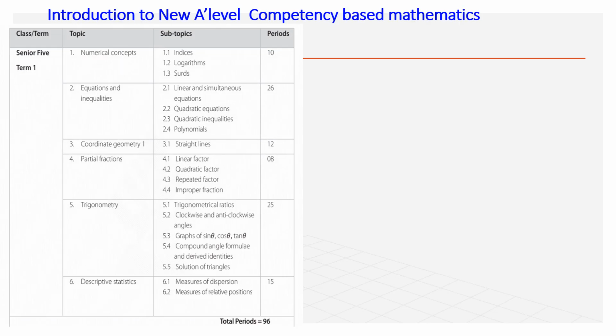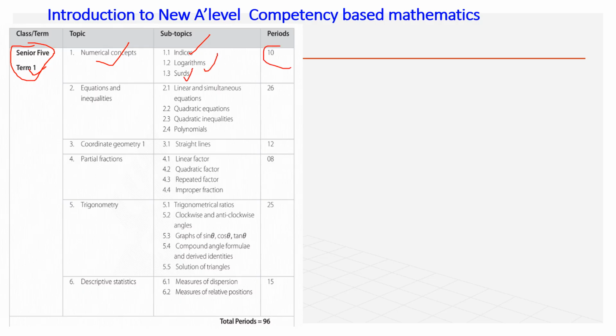We are introducing ourselves to a new A-level competency-based mathematics, and as per the new syllabus we have from NCDC, let's go through the breakdown of the topics and subtopics vis-a-vis the classes, the terms, and also the periods. We shall start with Senior 5, with Term 1. Term 1 shall have numerical concepts with the respective topics: indices, logarithm, surds.